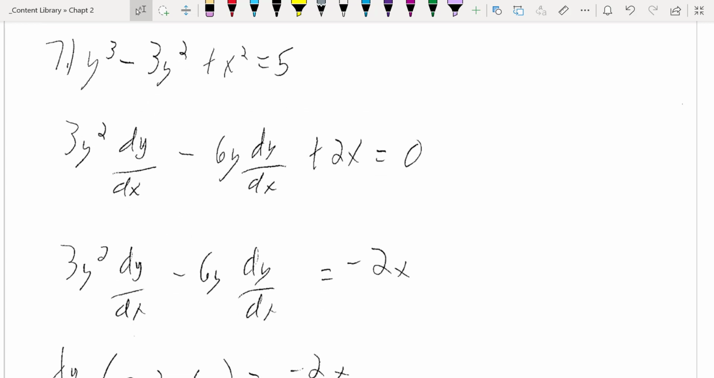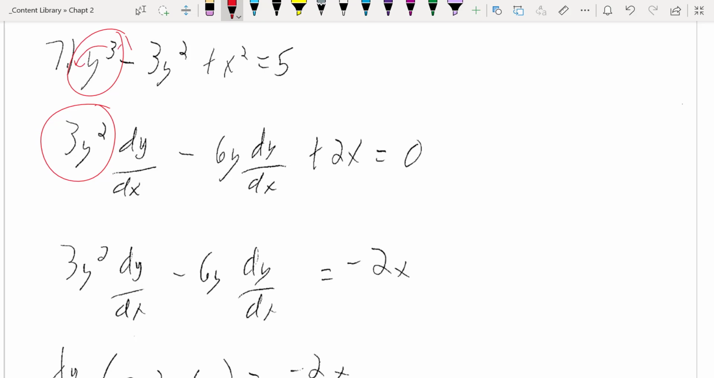Okay, on number 7. This says find dy/dx of the following equation. Just remember that dy/dx means find the first derivative, in other words, differentiate it. But in this case, we've got to use implicit differentiation. So with this equation, I've got to take the derivative of y cubed. The derivative of y cubed is 3y squared. I multiply the 3 out front, and then I subtract 1 from the exponent.